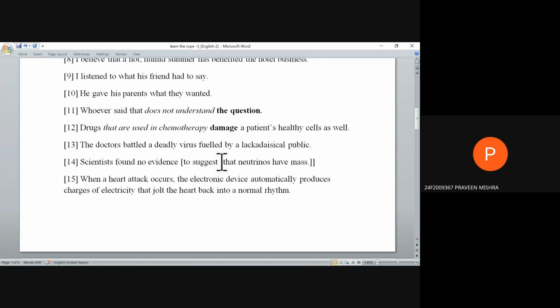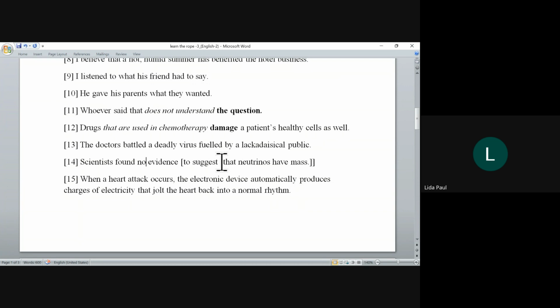Scientists found no evidence to suggest what, right? I can ask the question: to suggest what? To suggest is infinitive. This is an infinitival subordinate clause, of which the object is that neutrinos have mass. To suggest what? To suggest that neutrinos have mass. So what kind of subordinate clause? Noun clause. Okay. To suggest that neutrinos have mass, that neutrinos have mass is a noun clause.